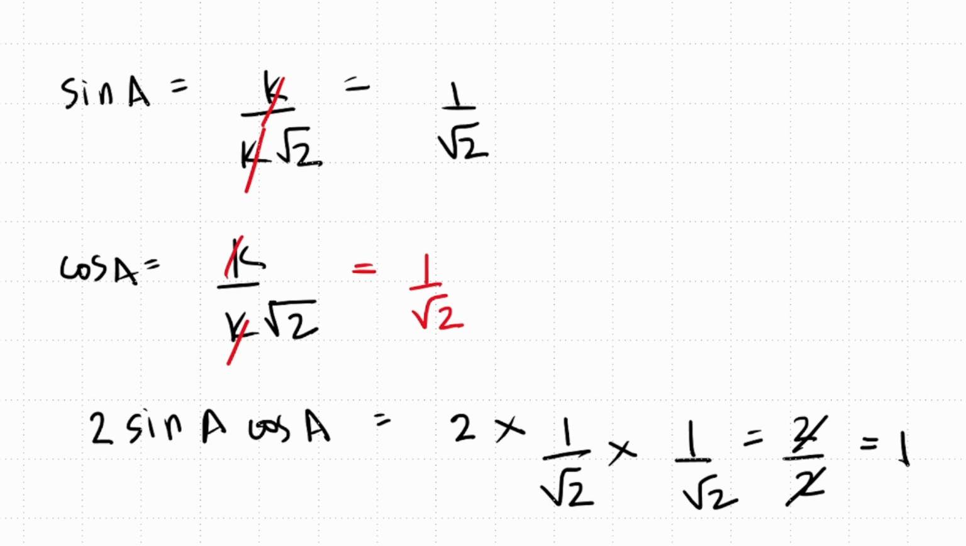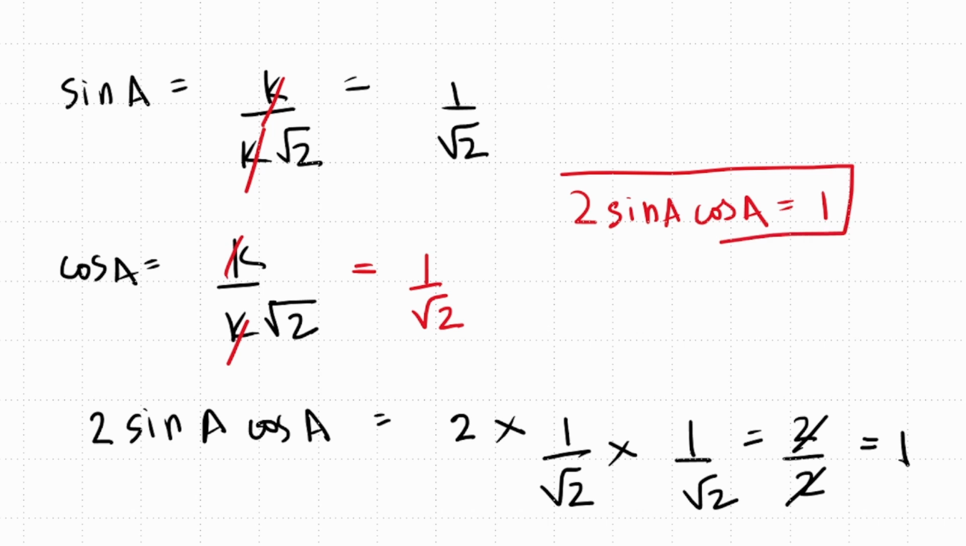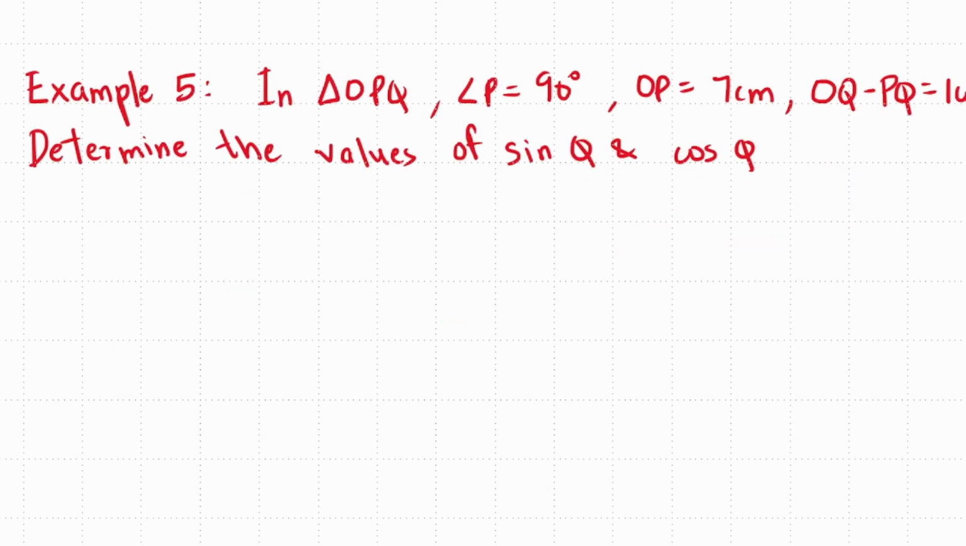So the question they have asked us is to verify 2 sin A cos A, is it equal to 1, right? Yeah, we already found out it is 1, so you have proved, I mean, you have verified. Yes, the value is 1. We have found out the value of sin A, then we have found out the value of cos A, then we multiplied, we got 1. Yes. Now let us move on to example number 5.